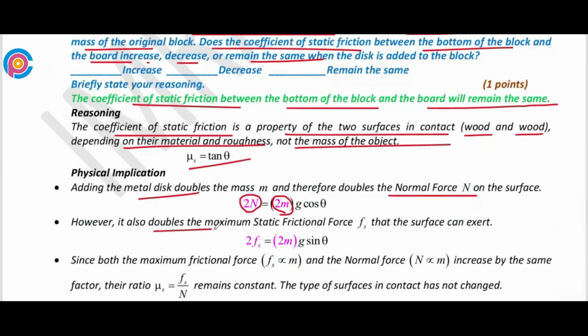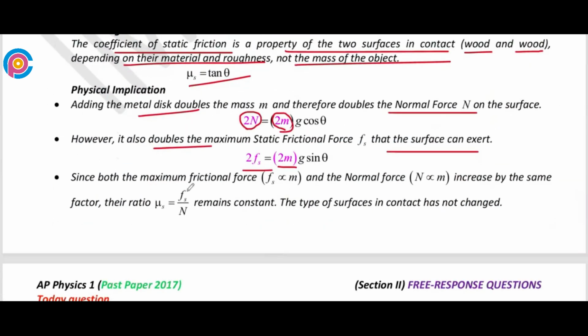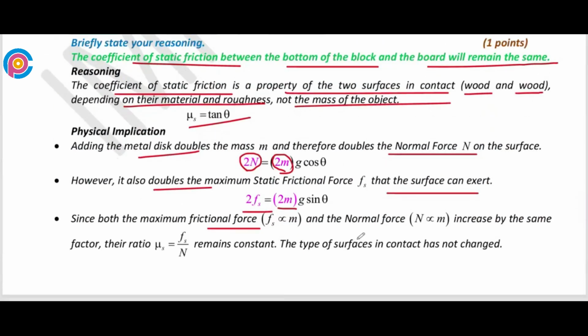It also doubles the maximum static friction on the surface. If mass is doubled, then static friction is doubled. As we know, the maximum friction Fs is directly proportional to m, and N is directly proportional to m. We know that mu s is the ratio of Fs over N. If Fs is increasing twice, N is also increasing twice. So there is no change. The ratio remains constant. The surfaces in contact have not actually changed. So there is no change in the value.